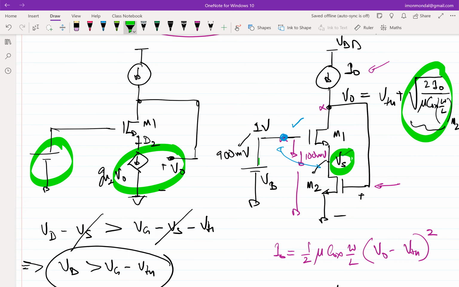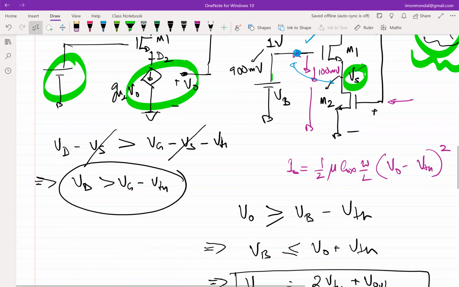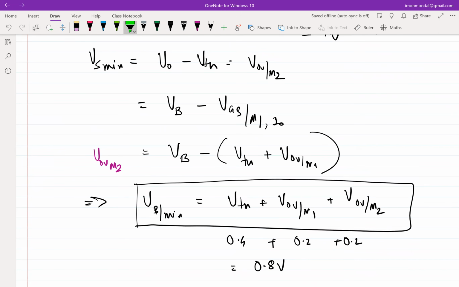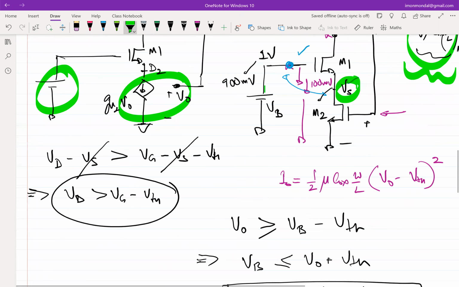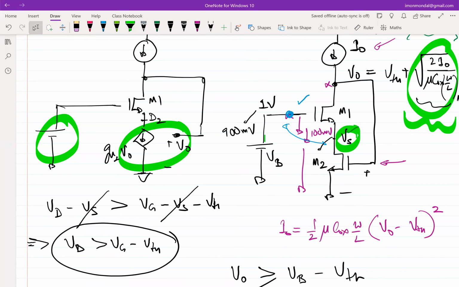Because your VOV, the overdrive voltage, will reduce. If you are not comfortable with the overdrive voltage model, you can look into this equation and see that if you increase W by L for the same current, that extra term, which is the overdrive voltage, will reduce. And you see that your minimum is essentially determined by the overdrive voltages of 2 transistors. As she pointed out, if I simply reduce the overdrive voltage of both the transistors, I stand to gain on the lower limit of VB.